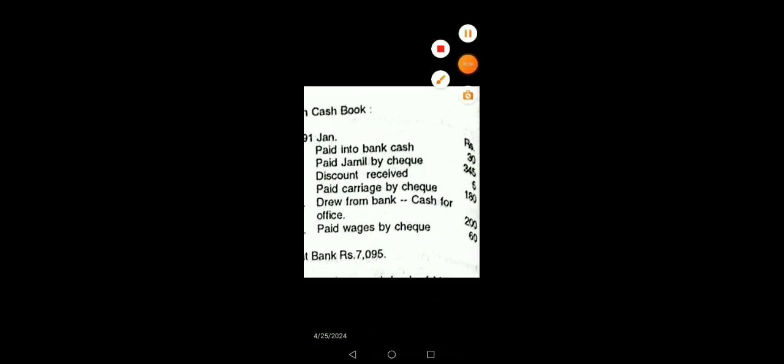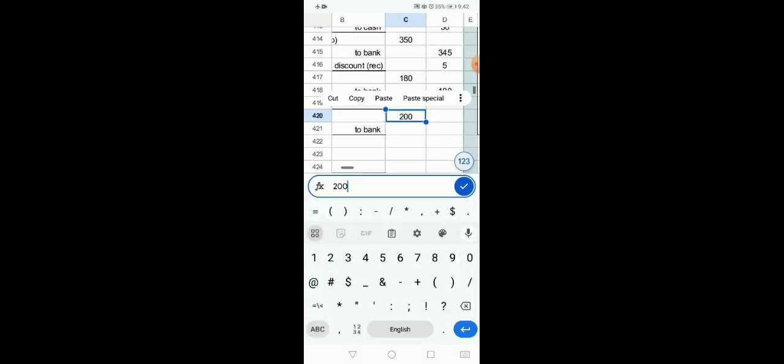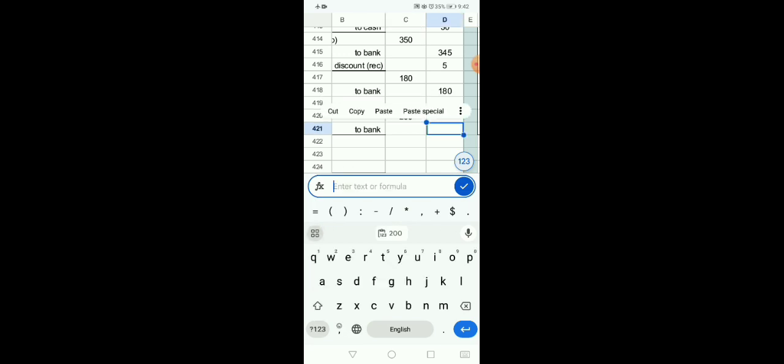Let's see how much cash is drawn in entry number 10, and that is 200. Hopefully you can see it is 200. So you are supposed to write 200 on debit side, and the same amount you are going to write on credit side. This way entry number 10 is completed.